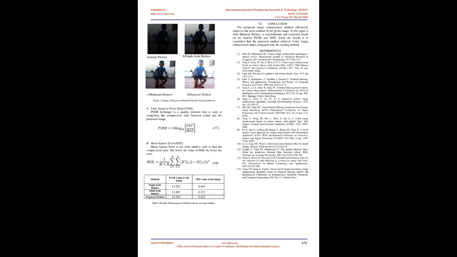A. Peak signal to noise ratio, PSNR. The PSNR technique is a quality measure that is used in computing the compression ratio between the actual and the proposed image, PSNR equals 10 log of 255 squared over MSE. B. Mean square error, MSE. Mean square error is the error metric used to find the compression ratio. The lower the value of MSE, the lower the error.